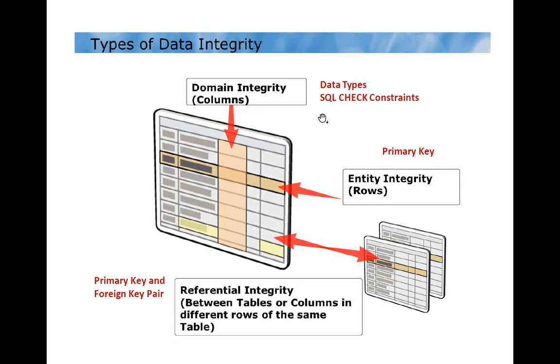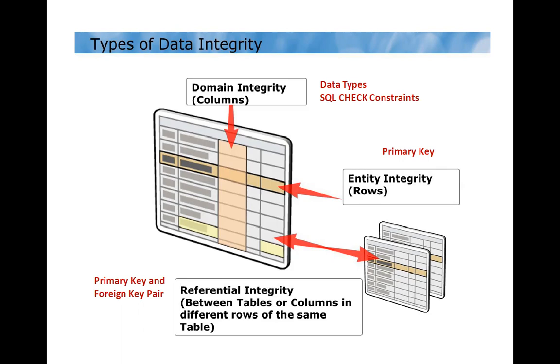The second type of data integrity is entity integrity. Entity integrity is horizontal. It's about row data integrity. We use the primary key to enforce entity integrity. The third type of data integrity is referential integrity. There are two types of referential integrity. The first type is the referential integrity between two entities.